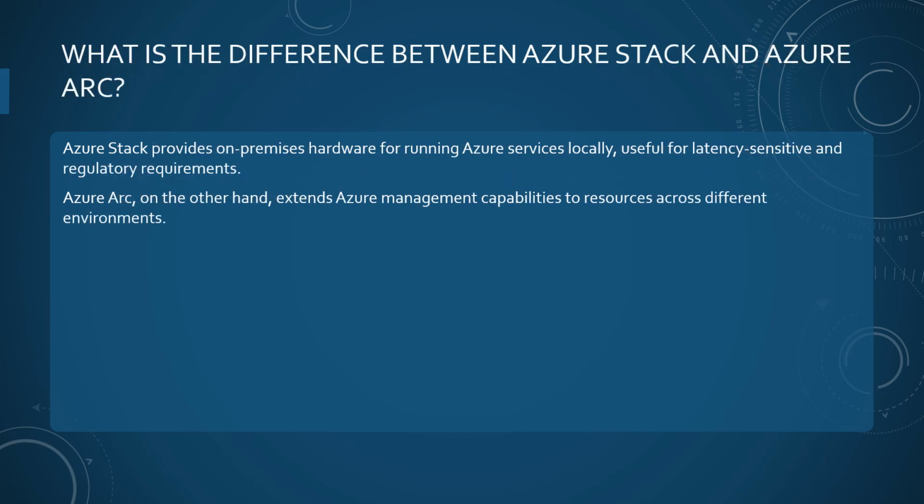What is the difference between Azure Stack and Azure Arc? Azure Stack provides on-premises hardware for running Azure services locally, useful for latency-sensitive workloads and regulatory requirements. Whereas Azure Arc, on the other hand, extends Azure management capabilities to resources across different environments.